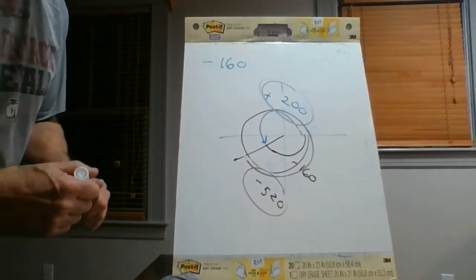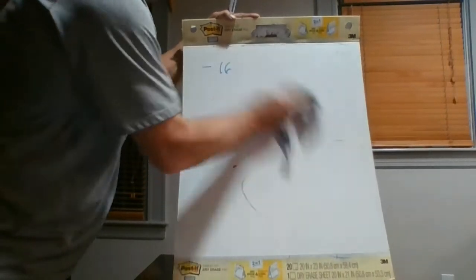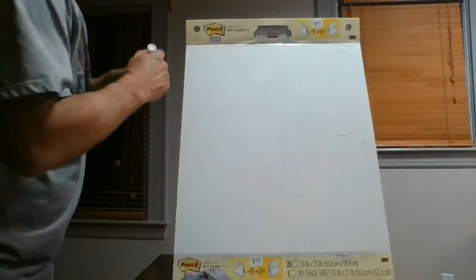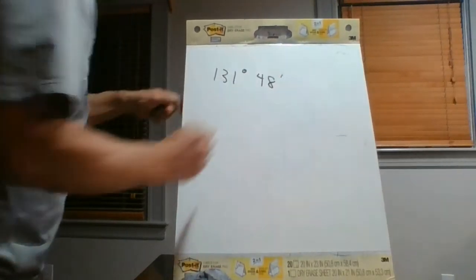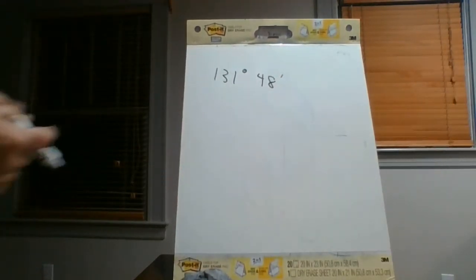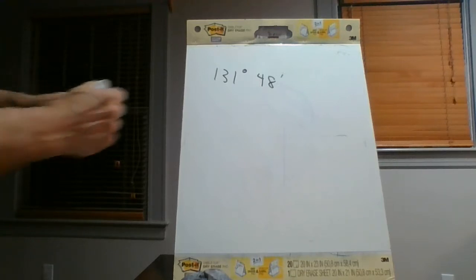All right, here's number 4. Number 4 says change this to degrees with a decimal, 131 point something. Remember, you got two choices. Either going to take this and multiply by 60 or divide by 60. Well, multiplying by 60 is not going to make it a decimal. It's going to make it a huge number. So let's divide it by 60.